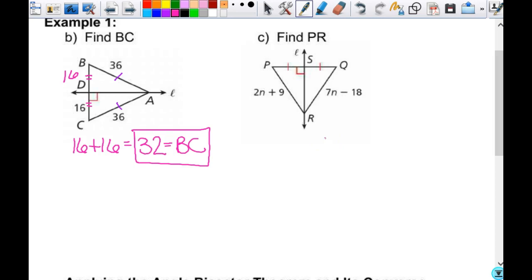What are we told about this picture? Are we told that it's an isosceles triangle? No. We got two right triangles. Okay, so we're told that PS and SQ are congruent, and RS is perpendicular to PQ, right? So that means RS is what? Perpendicular bisector. So let's just go ahead and write that one down. RS is the perpendicular bisector.